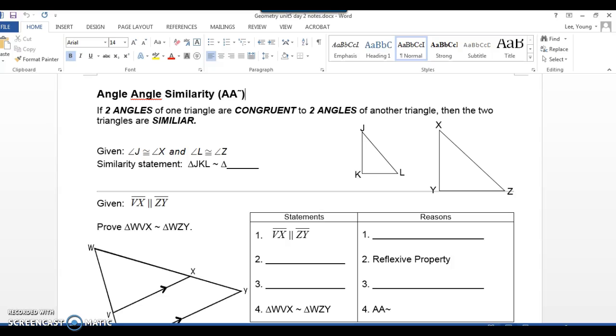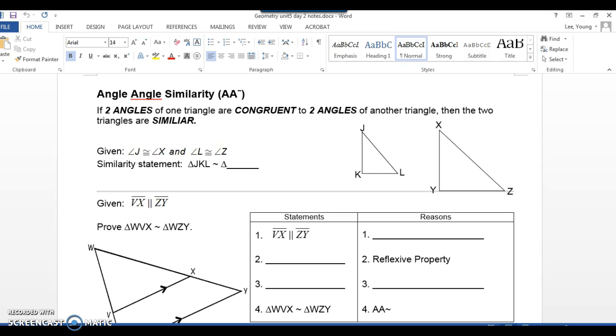Hi guys, last class we talked about side similarities. Today we're going to talk about angle similarities. So if two angles of one triangle are congruent to two angles of another triangle, then the two triangles are similar. That's something that we actually kind of discovered through the activity last class.